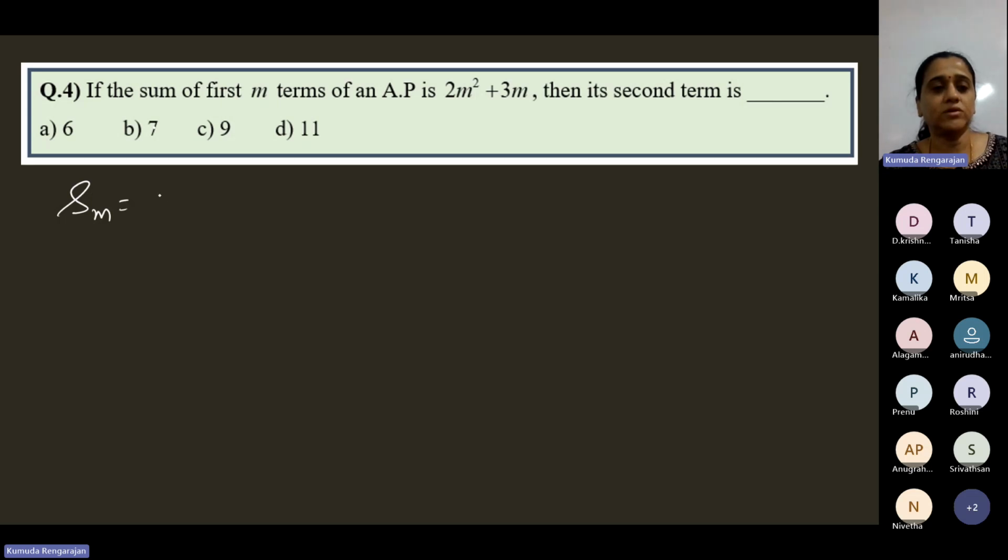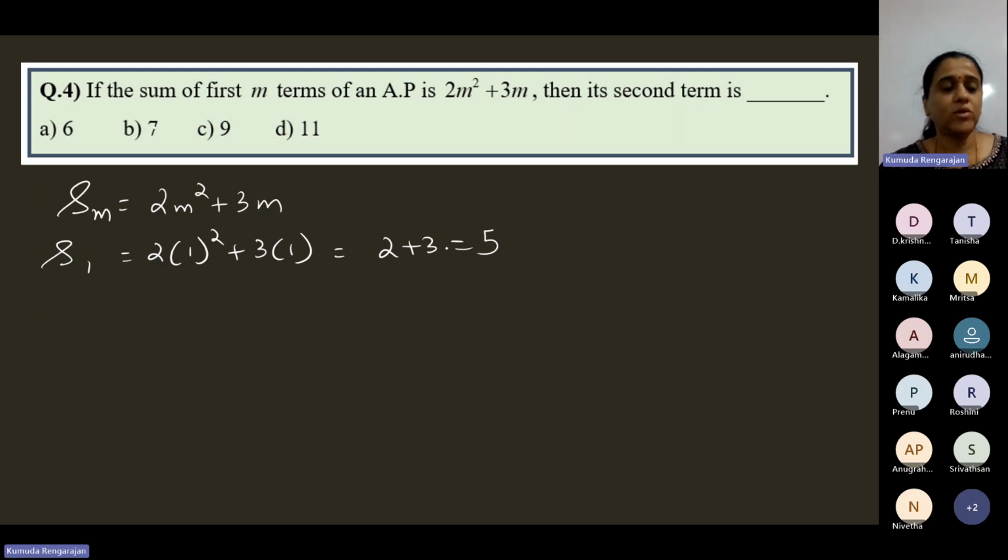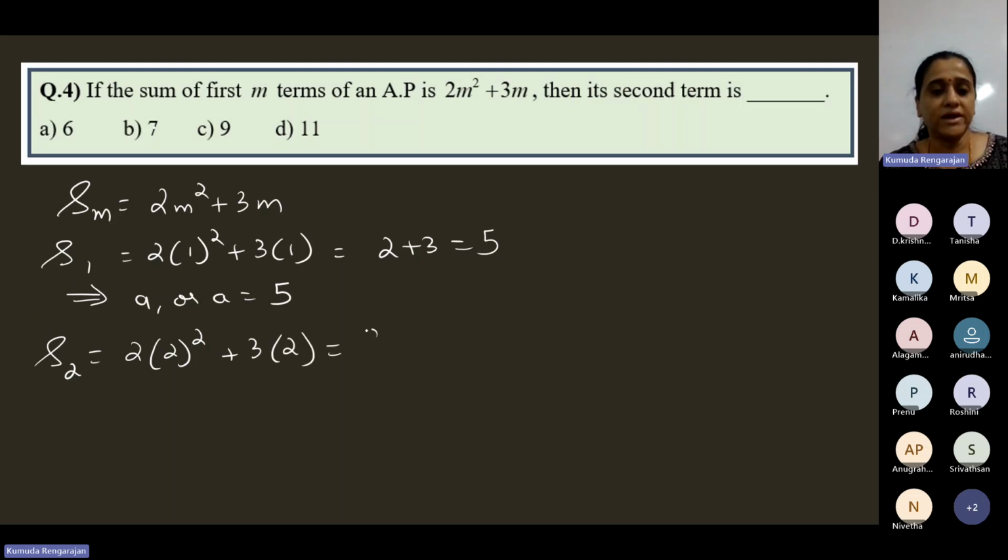So Sm is equal to 2m square plus 3m. So S1 is equal to 2 into 1 square plus 3 into 1, which is 2 plus 3, 5. This implies what is S1? A1 or A is equal to 5. Now S2 is equal to 2 into 2 squared plus 3 into 2, which is 8 plus 6, 14.